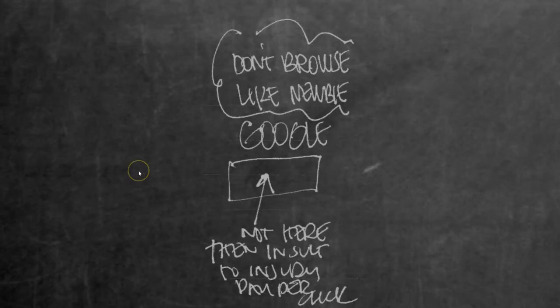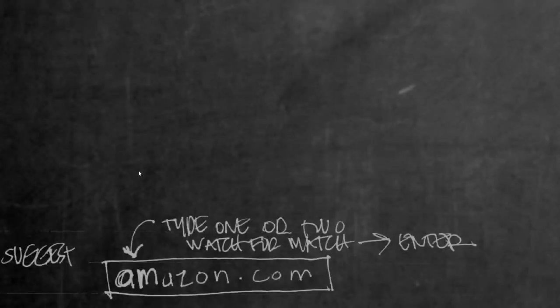So that's understanding the search box when you need it, the address box when you need it, and how to set your default search in your browser so that you can get the search provider that you want.